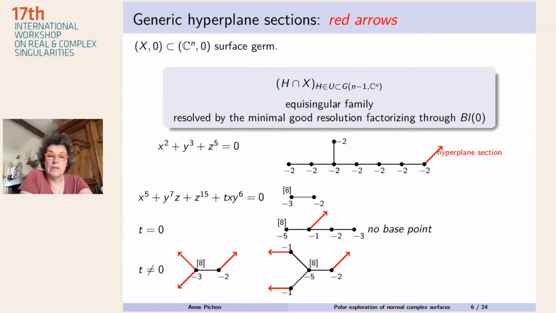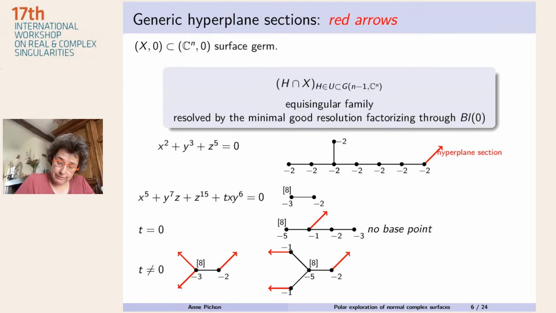And in order to fix the idea, I first give the example of E8, so x squared plus y3 plus z5 equals 0. And there, what you obtain is that the minimal resolution, whose graph is drawn there, factorizes through the blow-up of the origin. And the red arrow on my picture corresponds to the strict transform of the generic hyperplane section.